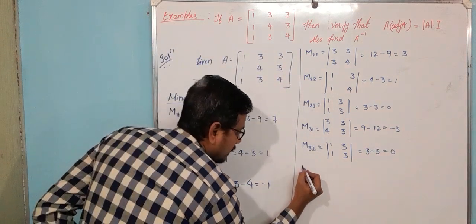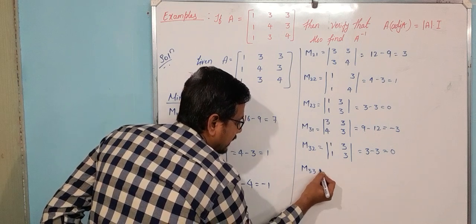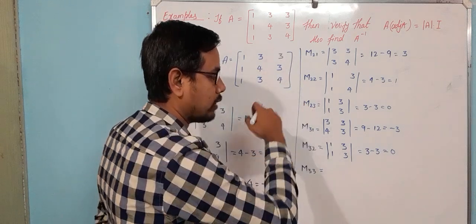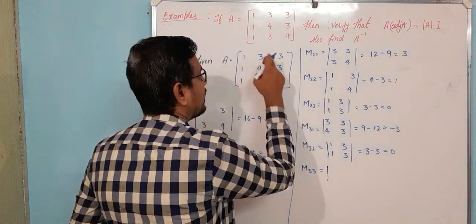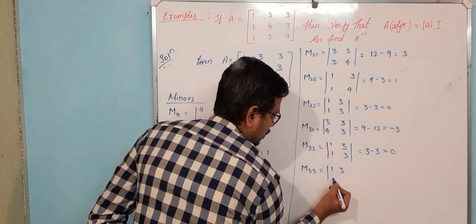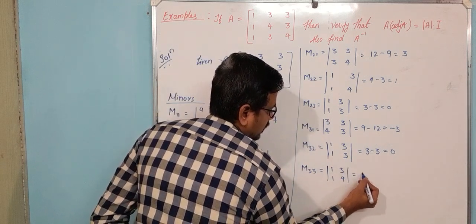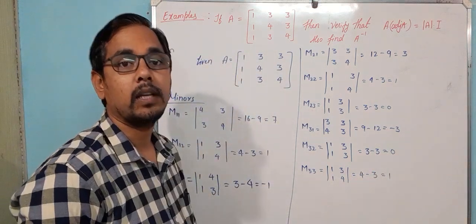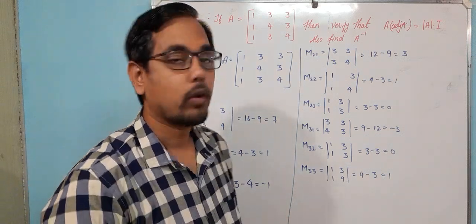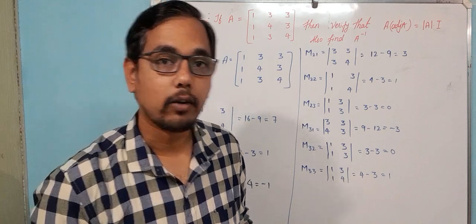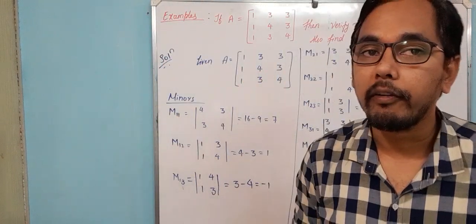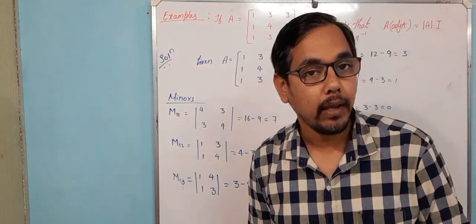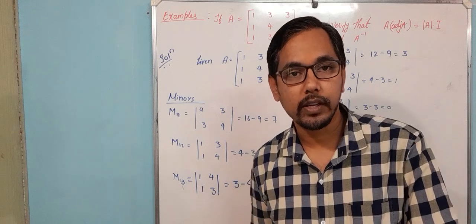Okay. Next, M33, the minor of A33, leaving the third row and third column. What is left is 1, 3, 1, 4. So this is 4 minus 3, that is nothing but 1. These are the minors, so now we have found the minors. The next step is to find the cofactors. Once we have the cofactors, we can substitute them in this particular equation and find the required value. So now what you need to do is pause the video here and make a note.